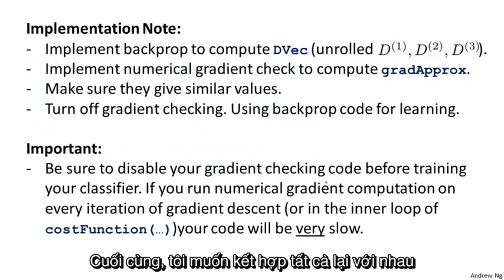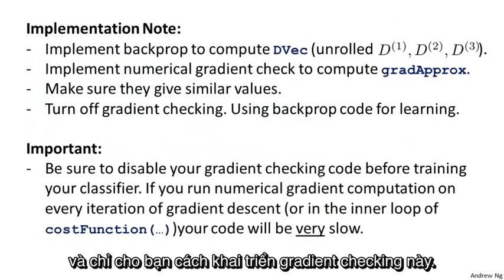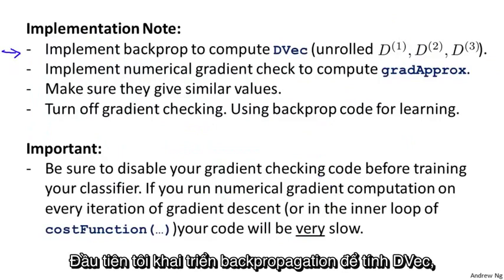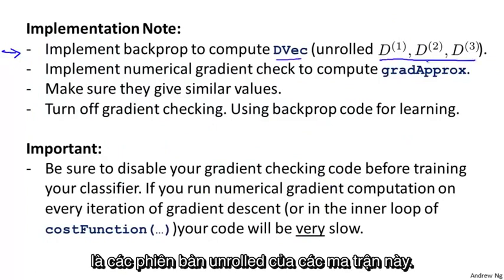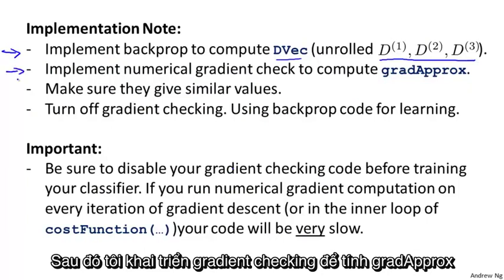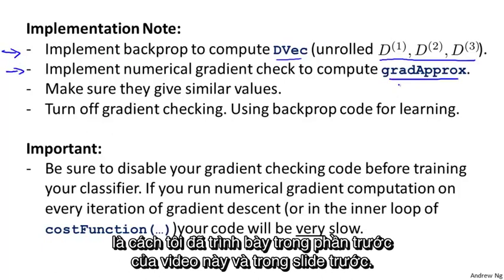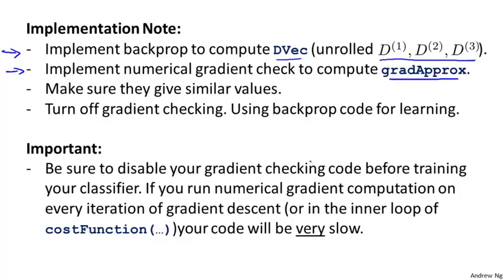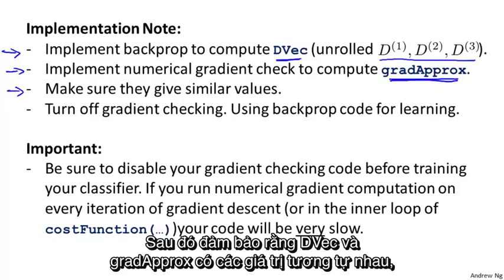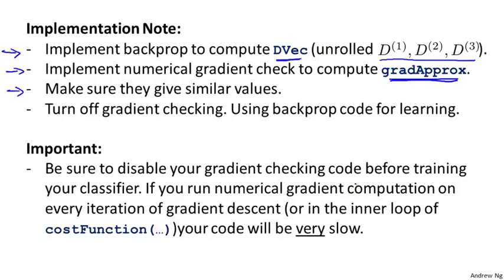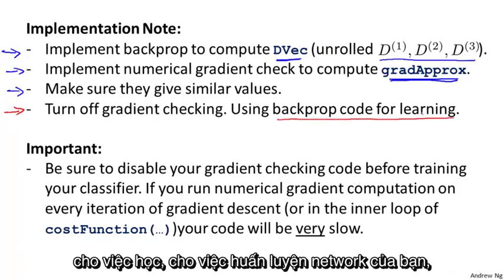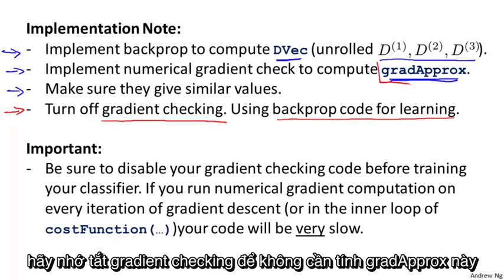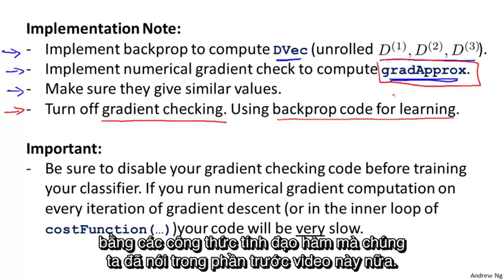Finally, I want to put everything together and tell you how to implement this numerical gradient checking. Here's what I usually do. First thing I do is implement backpropagation to compute dvec. So this is a procedure we talked about in the earlier video to compute dvec, which may be our unrolled version of these matrices. Then what I do is implement numerical gradient checking to compute grad approx. So this was what I described earlier in this video on the previous slide. Then you should make sure that dvec and grad approx give similar values, let's say up to a few decimal places. And finally, and this is the important step, before you start to use your code for learning, for seriously training your network, it's important to turn off gradient checking and to no longer compute this grad approx thing using the numerical derivative formulas that we talked about earlier in this video.